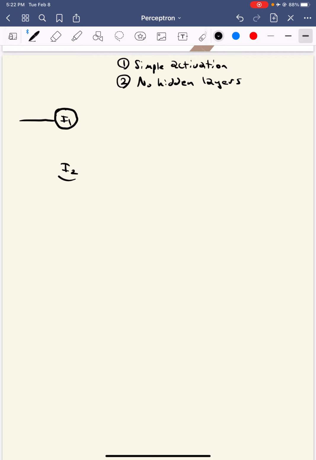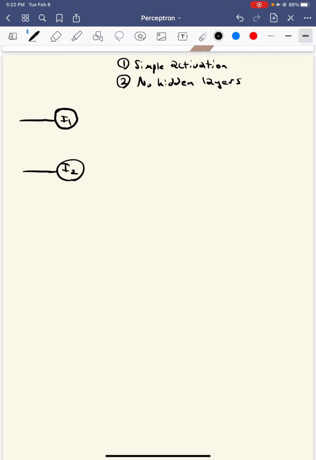So I'm just going to go over what a perceptron is in this video. All a perceptron is, you can imagine it being the simplest neural network that you could wrap your mind around. It's a neural network with a very simple activation function, and there's no hidden layers. That's basically all you can think of a perceptron as.